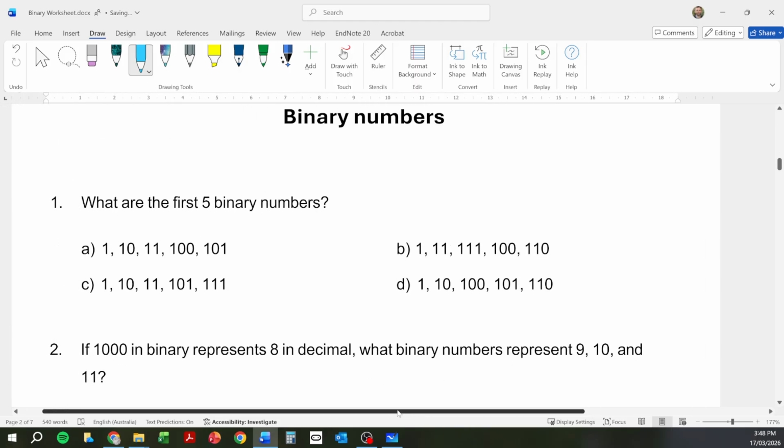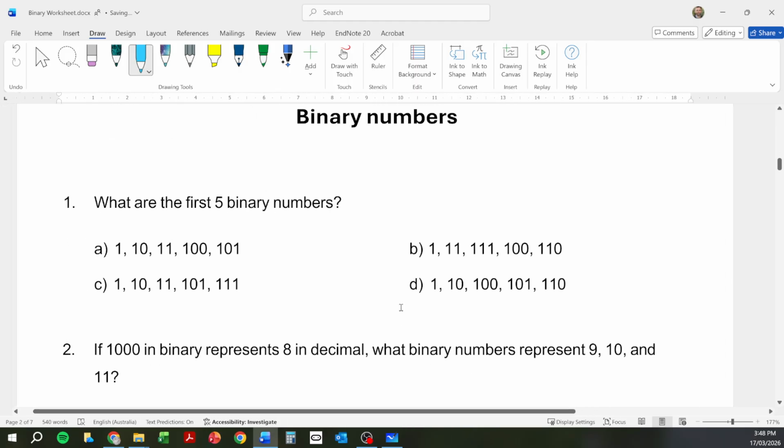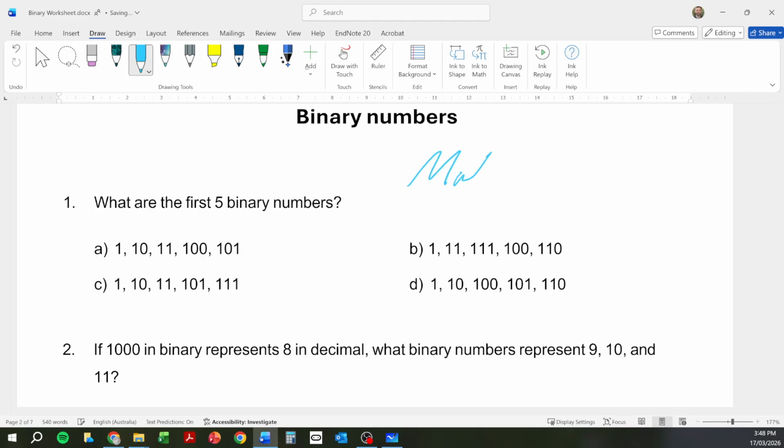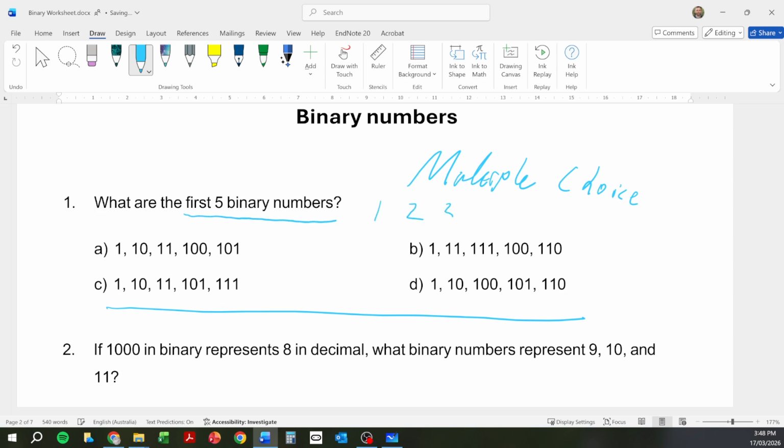This next one, students get a bit confused. This is actually multiple choice. Sorry about my writing with the computer pen. So one of these is the answer. And when it says the first 5 binary numbers, it's literally looking for 1, 2, 3, 4, 5.